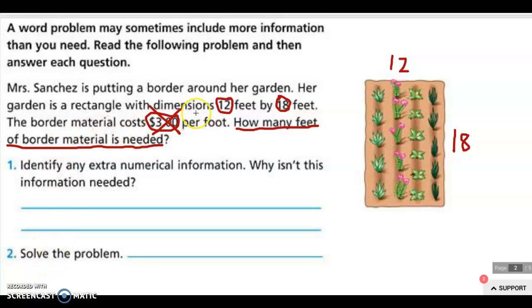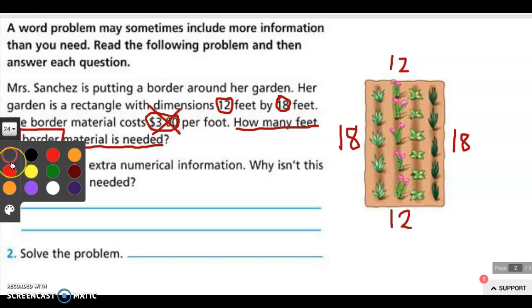And I'm going back again to look how many feet of border. So border here seems like the key word I'm looking at. If I'm doing a border around the garden, that means I've got to go all the way around, something like a fence. And that tells me perimeter. In order to find the perimeter, to go all the way around the garden here, I need to add my dimensions together.